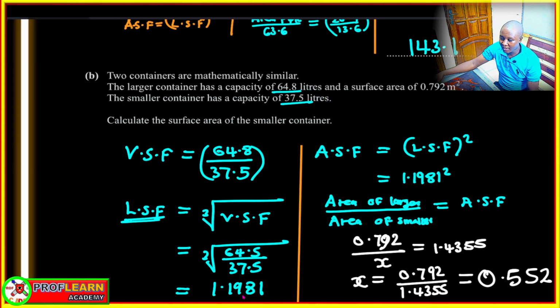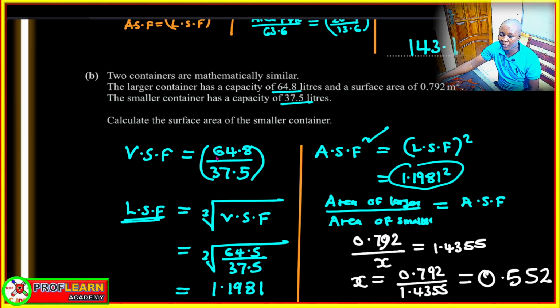Then from the linear scale factor, we can find the area scale factor, because there's no way you can move from volume scale factor to area scale factor. You have to find the cube root, you get the linear scale factor, then you square the linear scale factor to get the area scale factor. Now, once you have the area scale factor here, you can say area of the larger one over the area of the smaller one.